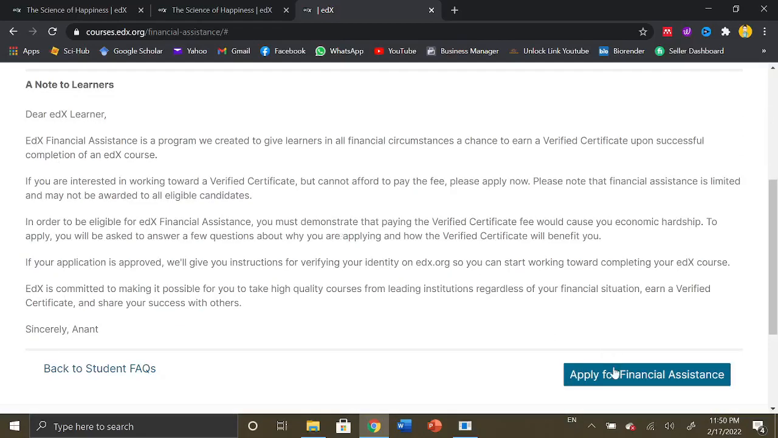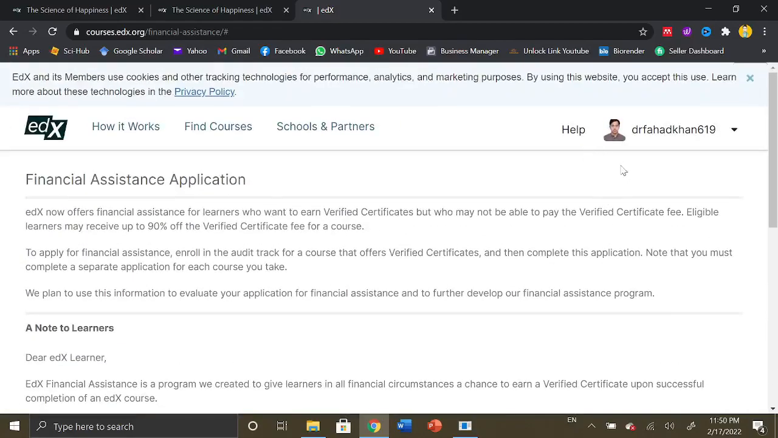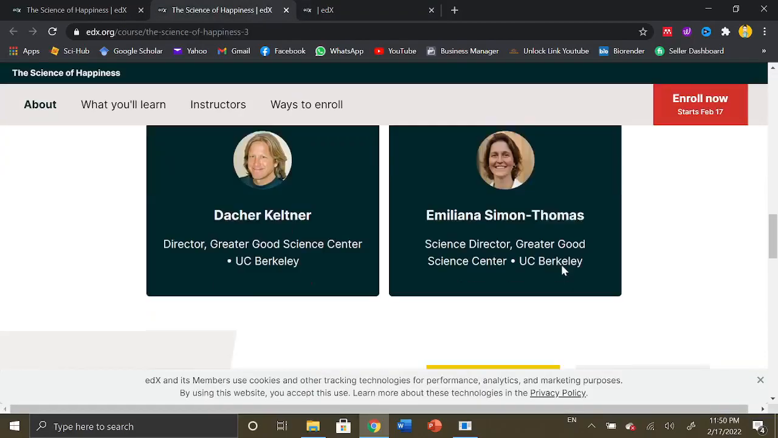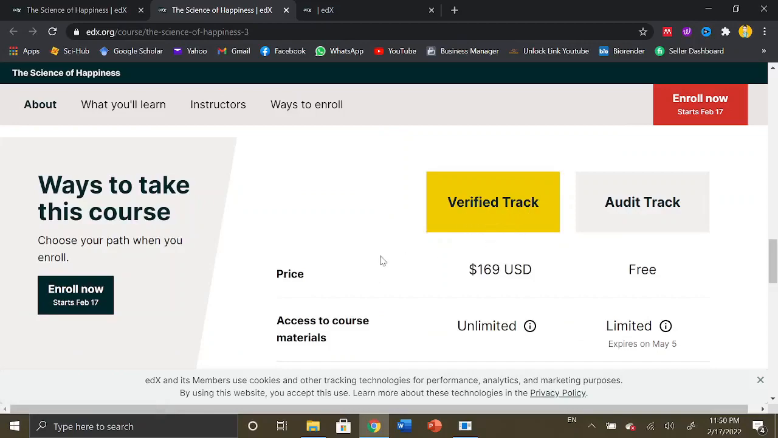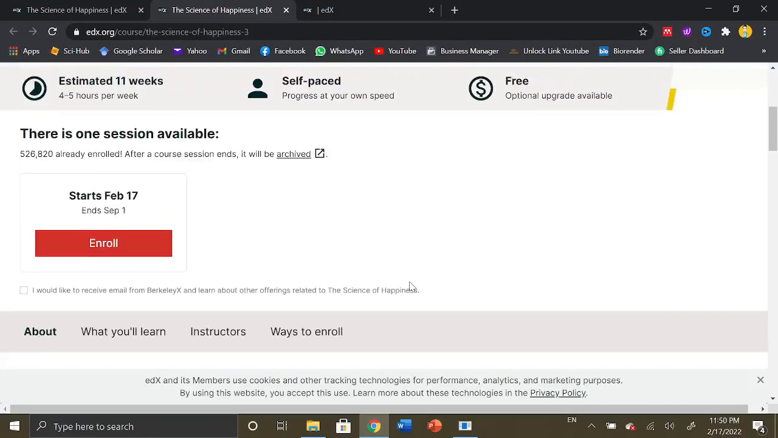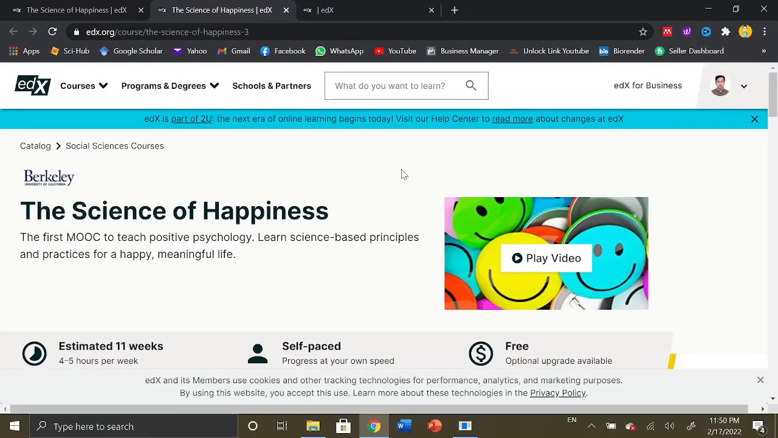After you submit your financial assistance application, it will be reviewed in about 3 to 5 days, and you will receive a discount code on the email with which you have registered your ID. Once you receive that email, you can enter the code while upgrading your course from the audit track to the verified track, and by using the code you will get a 90% discount. So for a course of $169, you just need to pay $16.9 after the discount, which is a very small amount in comparison to the whole amount of $169. In this way, you can get a 90% discount and easily get certificates for most of the courses you do on edX.